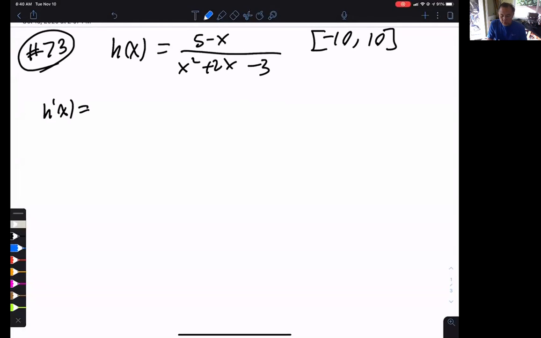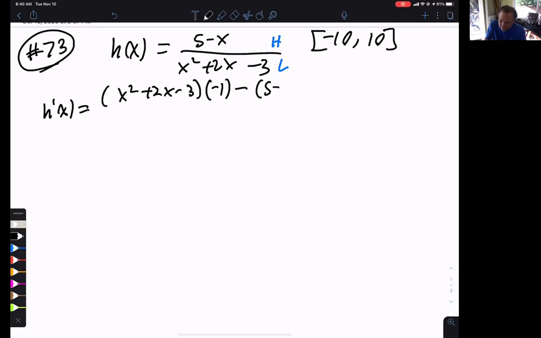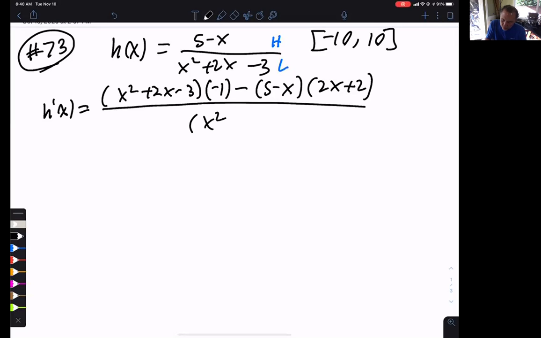You should see quotient rule. We have a high and a low. So we need to apply the quotient rule to this problem. So quotient rule: low d high, the derivative of the top is -1, minus high d low, all over low squared. Wow, there's a lot going on here.